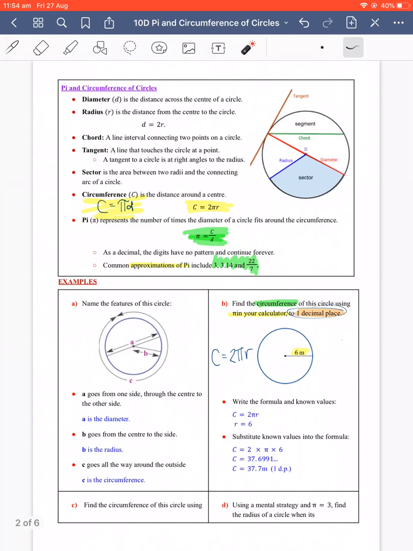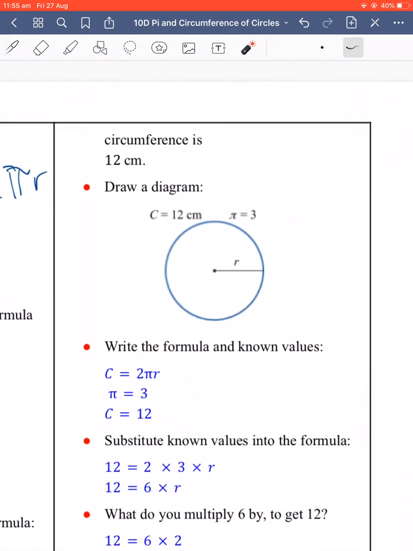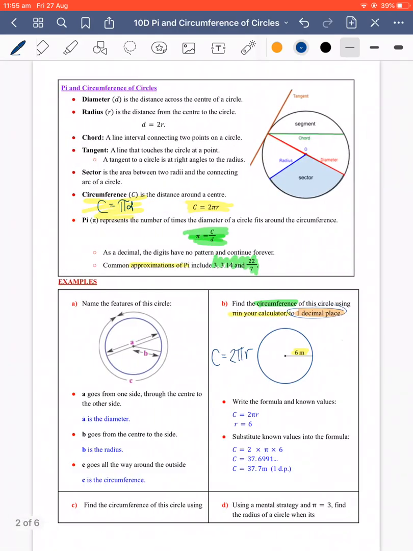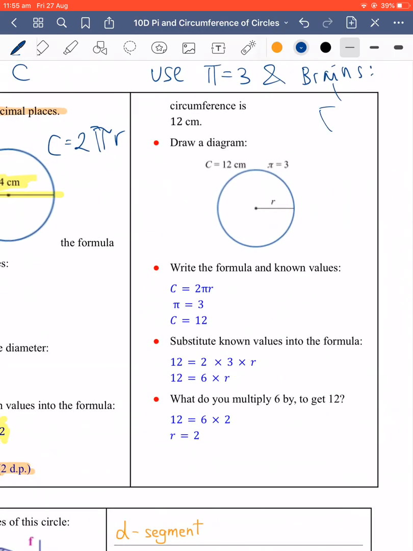Okay, next one we are doing, using a mental strategy and pi equals 3, find the radius of a circle when its circumference is 12. So we're using pi equals 3 and our brains to find the radius of a circle. So we're finding our radius.